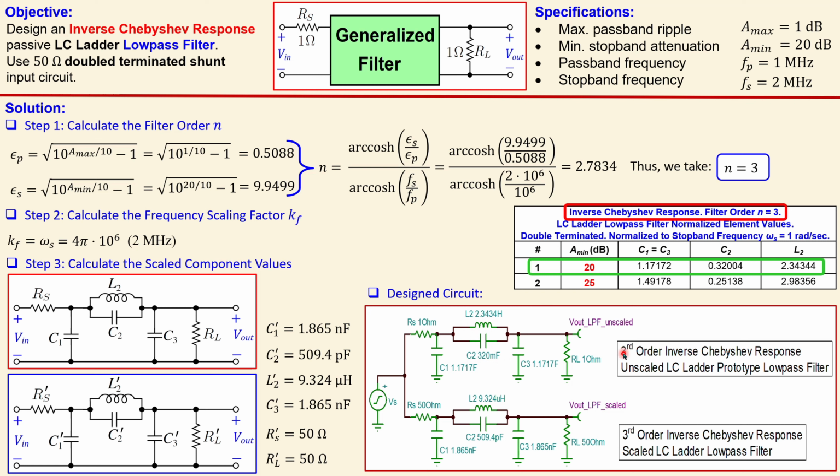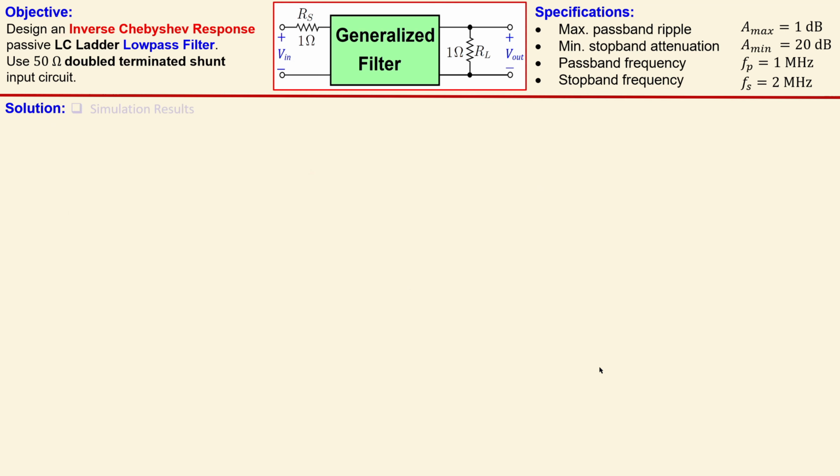Now this is the third order inverse Chebyshev response unscaled LC ladder prototype low pass filter. So just a reference. Now we need to go to the scaled version. So it goes 50 ohm for the RS, 50 ohm for the RL. You see the C1 and the C3 are exactly the same as we have determined. And C2 is also shown here, is also what we have, and the L2 is also what we have calculated. So now this circuit, the Vout LPF, which is low pass filter scaled, is the circuit we will use to determine that these specifications are met. So let's see that in the simulation result.